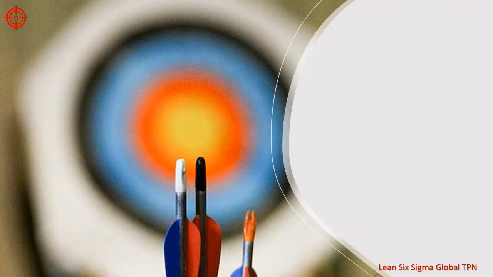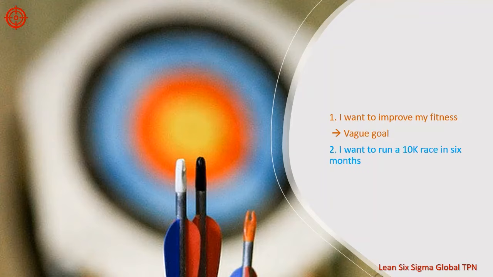Okay, so here's an example of a SMART goal. How about this goal setting? I want to improve my fitness. In this example, the goal is not specific because it is unclear what improve my fitness means, right? Okay, so how about this one? This is a specific goal.